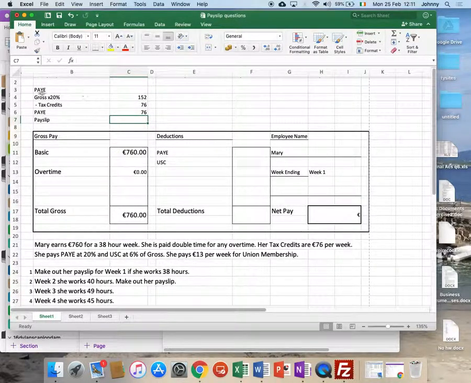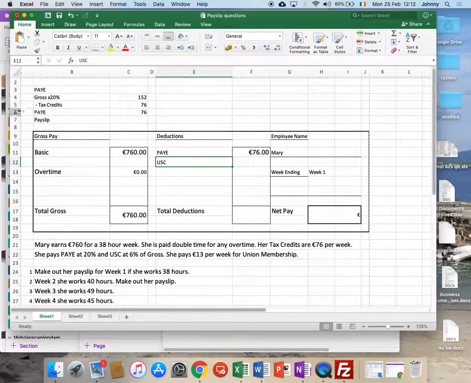So up here, for my PAYE, I got my gross pay, which is 760. I multiply by 20%, and that gives me what I should be paying in tax. Take away my tax credits, and what's left is my actual PAYE. So my PAYE goes in here, 76. Will be on that one, the app. Now you're going to do it on paper, and you'll be photographing it and uploading it. I'll show you how to do that in a second.